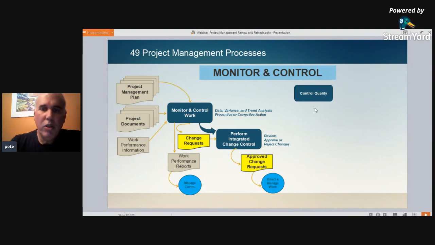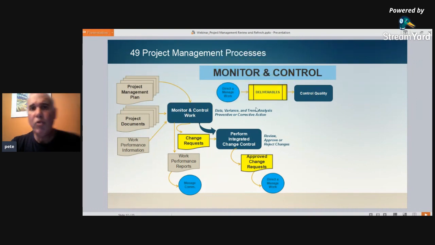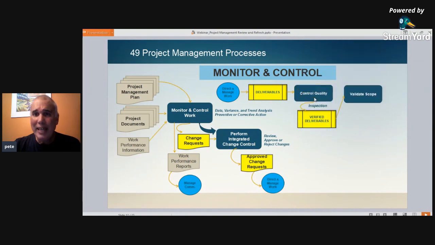So the aspects we're going to monitor and control is controlling quality. Right? How do we control quality? Remember deliverables. That was the output of our direct and managed project work. We're going to inspect the deliverables, right? And transform them into verified deliverables. Think of it as deliverables. The person that's doing the work says, I'm done.